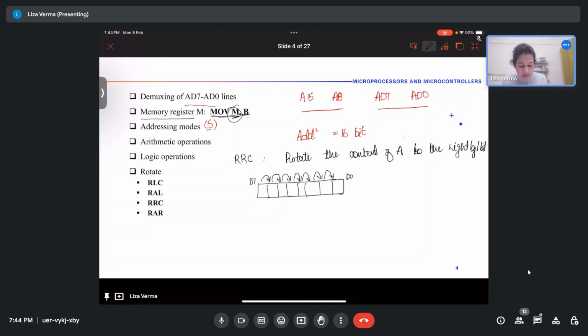So where will this D0 go? All of the bits are shifted. D7 has gone to D6 and D7 is empty right now. And D0 has to go somewhere. The carry flag as well as D7. Yes. So this D0 will go to the carry flag as well as to D7. Understood?